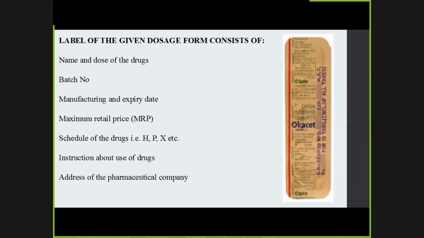Next thing which you should know is how to read a label of a drug.